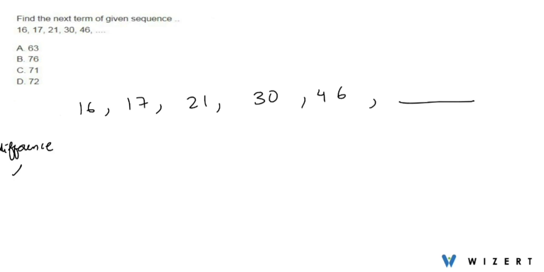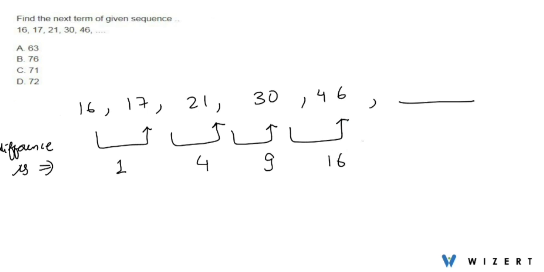So we can observe that the difference from the first term to the second term is 17 minus 16, which is equal to 1. Now 21 minus 17 gives 4. Similarly, this is 9 and this difference is 16. So let us see whether there is some pattern or not.